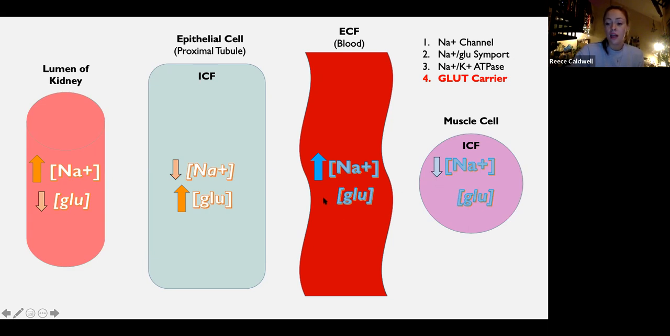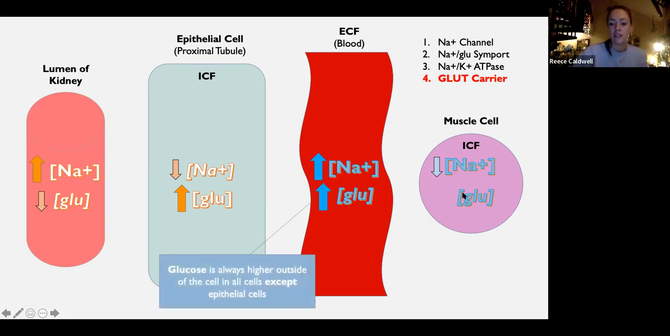However, glucose in every situation other than epithelial cells will be higher outside of the cell and lower inside of the cell. So remember, glucose is always higher outside of the cell except in epithelial cells. So again, we're in the extracellular fluid, so we see that it's in higher concentrations than the inside of the muscle cell. Glucose 6-phosphate would be in higher concentrations inside of the muscle cell and lower concentrations outside. But again, glucose and glucose 6-phosphate are not the same thing.